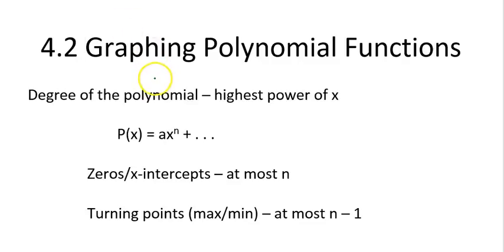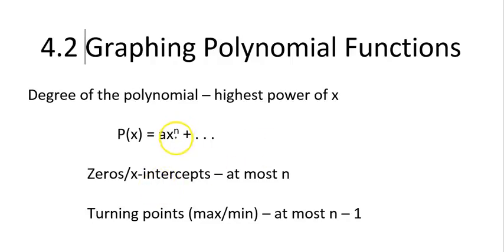This lesson is on section 4.2, Graphing Polynomial Functions. Before we begin, let's remember that the degree of the polynomial is the highest power of x. So, for example, if I have this polynomial listed out, the first term would have a coefficient a, and then the highest power would be this n right here. I'm just going to assume that's written in order from highest to lowest powers, which would be standard form.